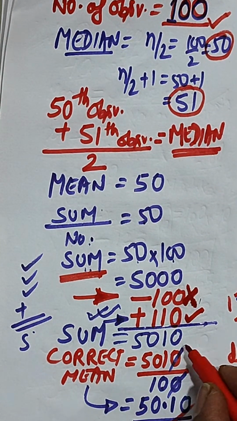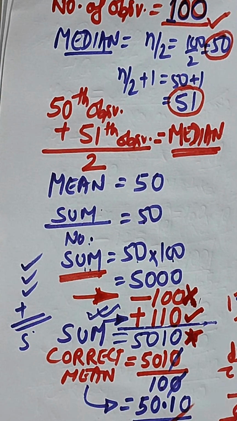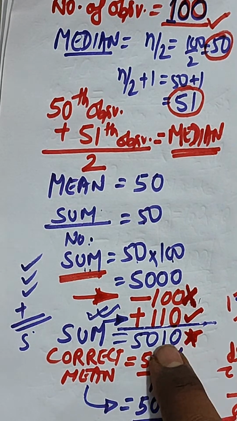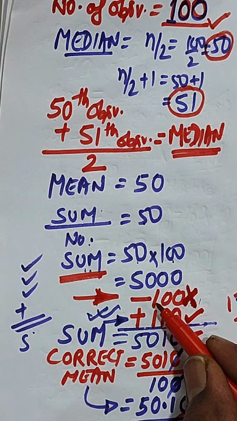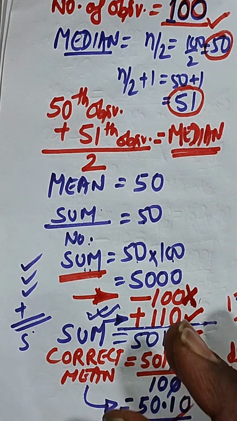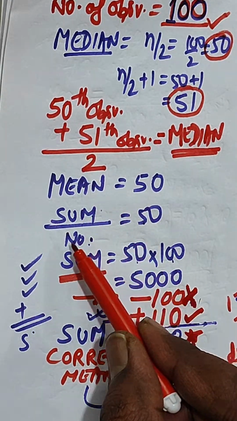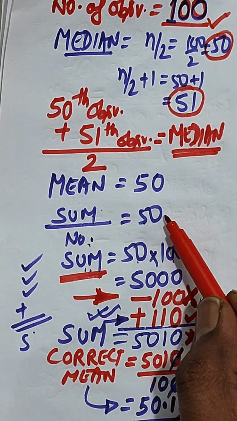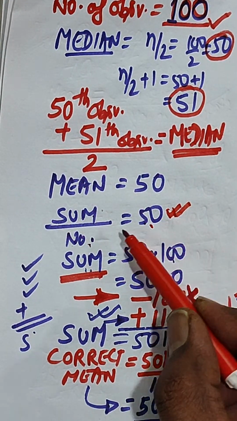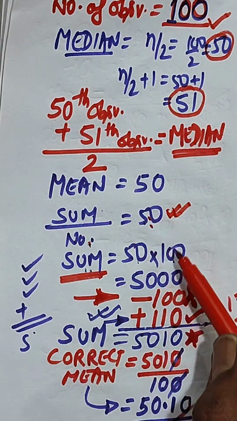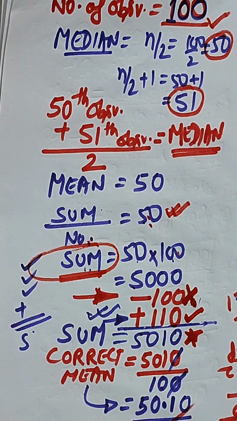This is the correct sum. So with this correct sum, 5010, we calculated the mean, right? So that's why we subtracted. Whenever such a question comes, just use the formula: sum of the observations divided by the number of observations. You can take the wrong value of the mean which is given in the question, and when you multiply this with the number of observations you will get the total sum of the observations, right?